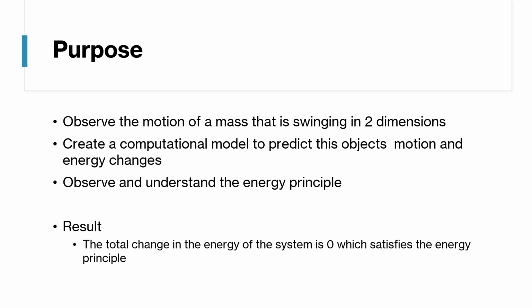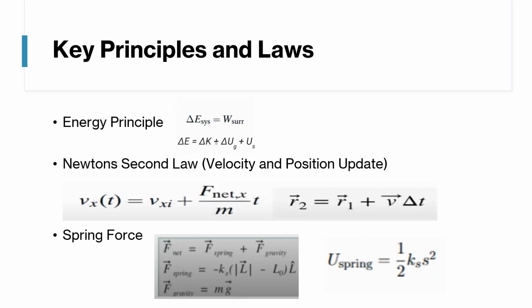As a result, we will see the total change in energy of the system is 0, which satisfies the energy principle. The main topic of this lab is the energy principle, which states that the change in energy is equal to the work of the surroundings. There is no work being added or taken from this system, so there will be no change in energy. Along with this, we'll be using Newton's second law, the velocity and position updates, to code the model, and we'll be using the spring force equations to code the spring throughout the lab.